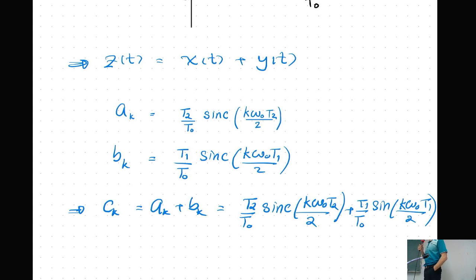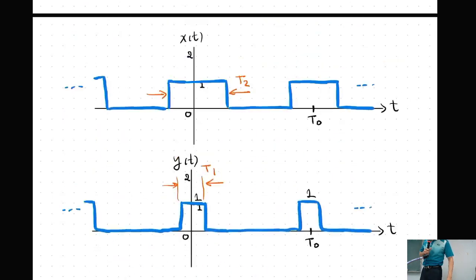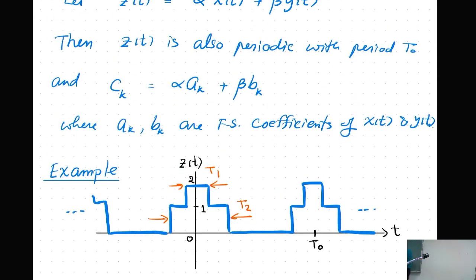You can be more imaginative with this. I could have made z like this. Look at my finger. Go from here, go up 1, go down to 0, and go up again. I could have made it like this. If I made it like this, how would you go about finding c_k?